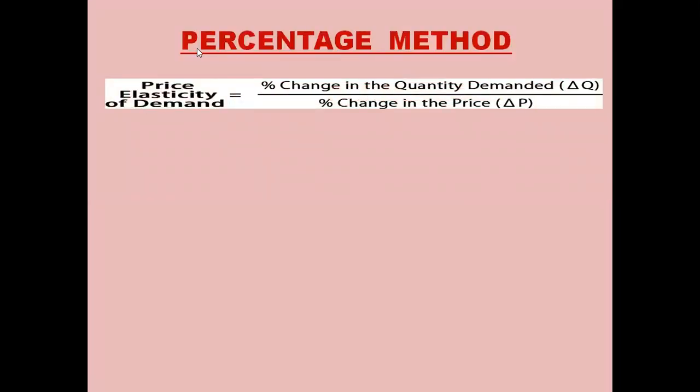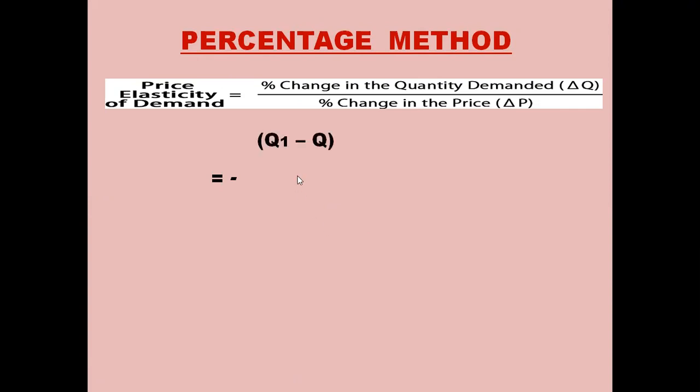So for percentage method, the price elasticity of demand is given by percentage change in the quantity demanded divided by the percentage change in the price. So how do we measure percentage change in the quantity demanded? First, we introduce a negative sign here because we know price and quantity move in the inverse direction. So in order to make it positive, we multiply with a negative sign.